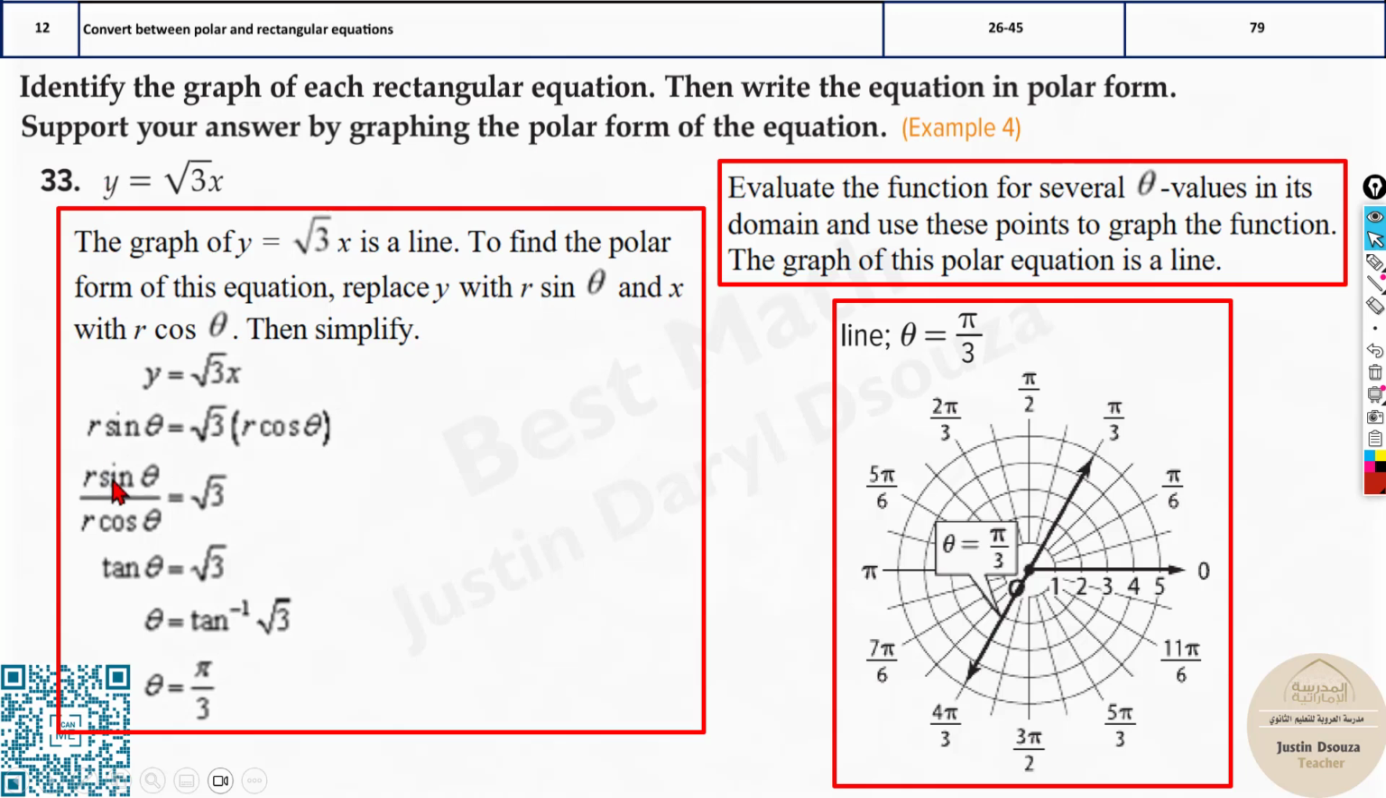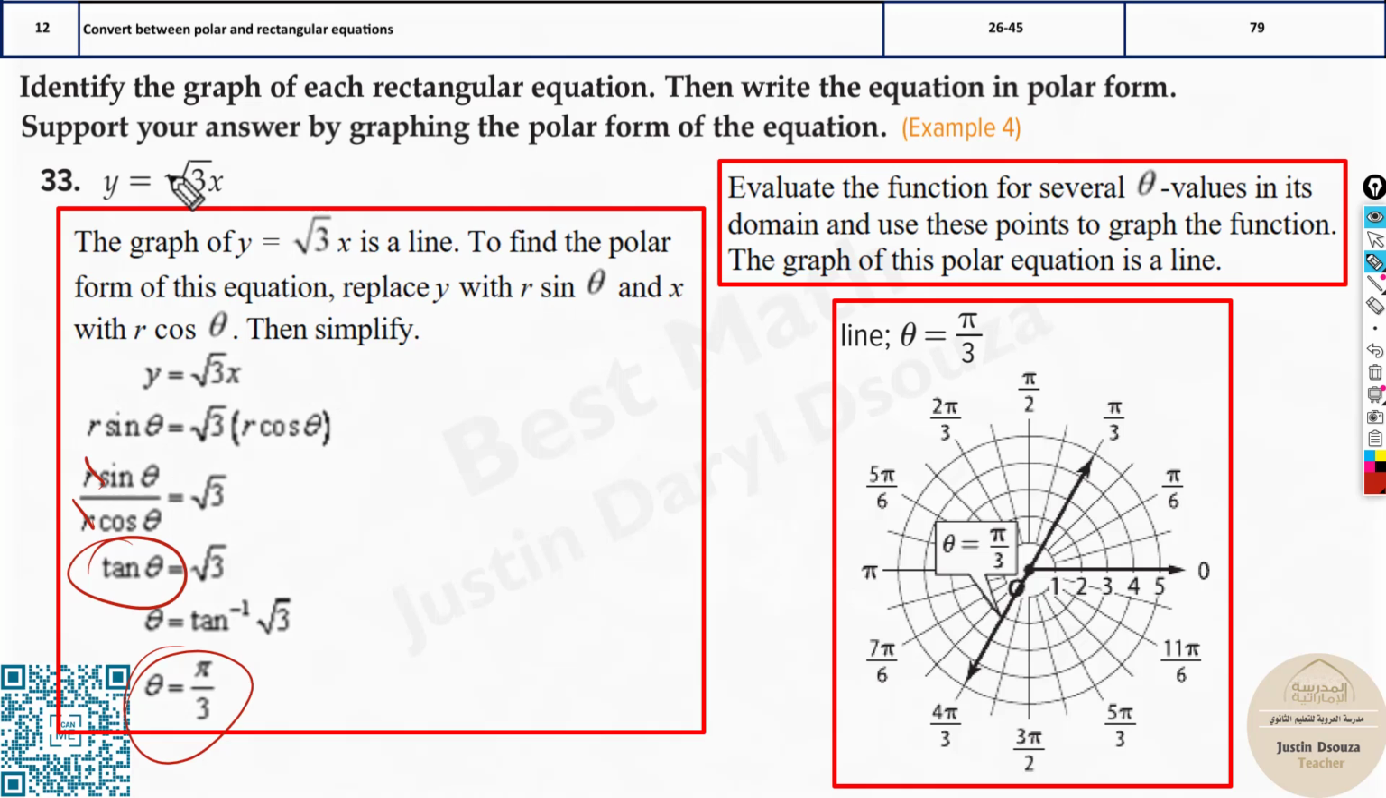See, over here what you do is y is r sine theta, x is r cosine theta. Remember, this root 3 is only for 3, not for x. So here this r goes to the other side. r cancels off. Now we have only sine theta and cosine theta. Sine by cosine is tan theta. What is the theta value? Take tan to the other side. Tan inverse of root 3, you get pi by 3. So this is the answer.